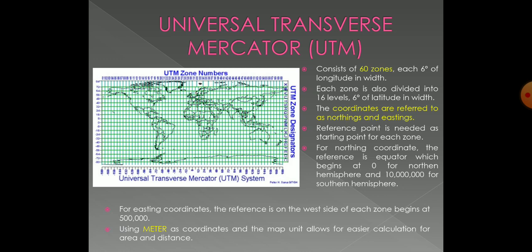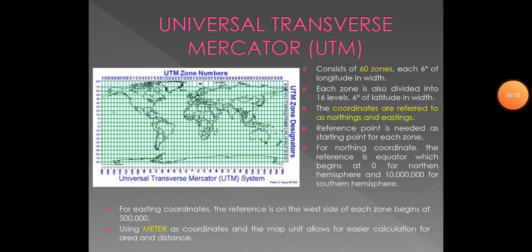Because 360 degrees divided by 6 degrees gives you 60 zones. As you can see from the diagram, the zones are numbered from 1 until 60. And then each zone has 16 levels, also 6 degrees of latitude in width.